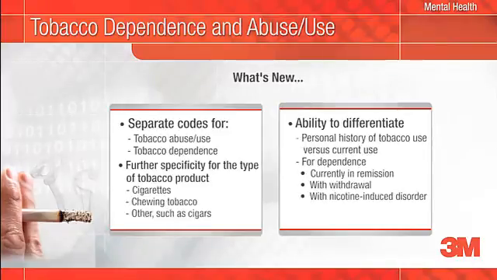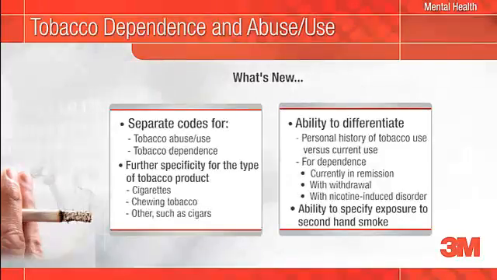For tobacco dependence, ICD-10 provides the ability to report remission and withdrawal. Examples of nicotine withdrawal symptoms include irritability, anxiety, difficulty concentrating, and increased appetite. ICD-10 also provides the ability to show a cause and effect relationship between tobacco dependence and nicotine-induced disorders when documented. Finally, your notes for a patient's exposure to secondhand smoke can be converted to an ICD-10 code that says exactly that.